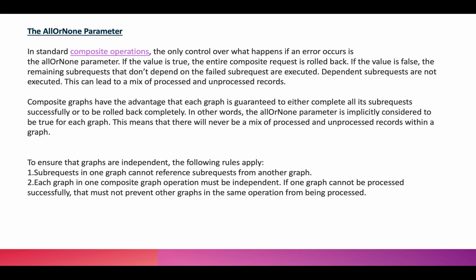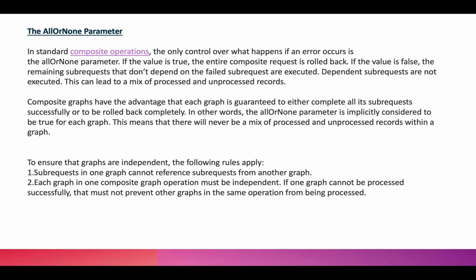Now, the all or none parameter, which we have discussed, decides whether all the sub requests will result in success or all will be unsuccessful. To make it work, this is the parameter. In a standard composite operation, the only control over what happens if an error occurs is through this parameter. If the value is true, you can consider this quite close to transaction management: the entire composite request will be rolled back. If the value is false, the remaining sub requests that do not depend upon the failed sub request are executed.